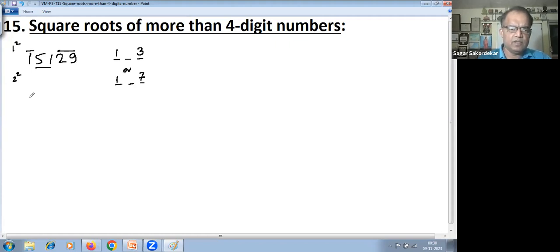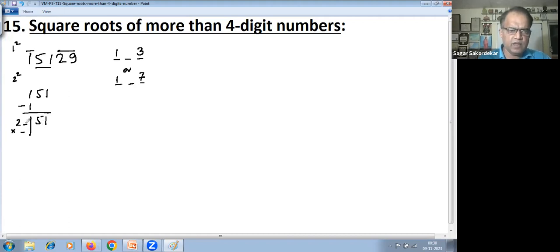Now take the first two groups and subtract the square of the first digit from the first part. That is only from this part. So that becomes 0, and what remains is 51. Now take the double of this number, that is 2, and find out which digit you have to write here. With the same digit you have to multiply. That will give you a number near to this but less than this.